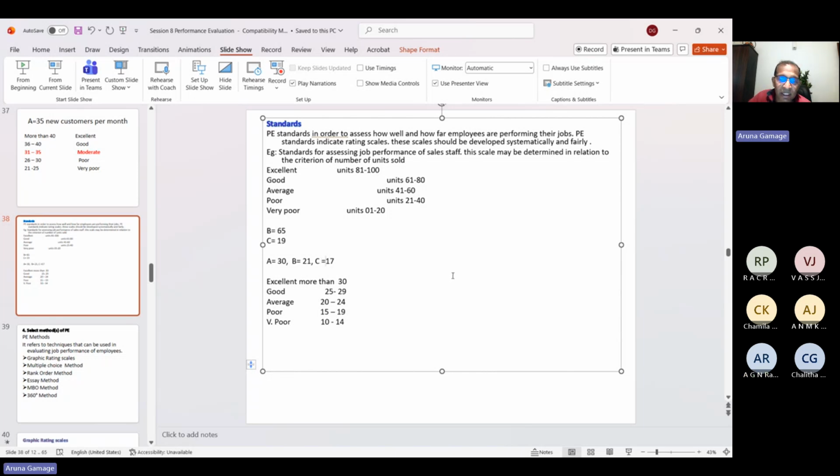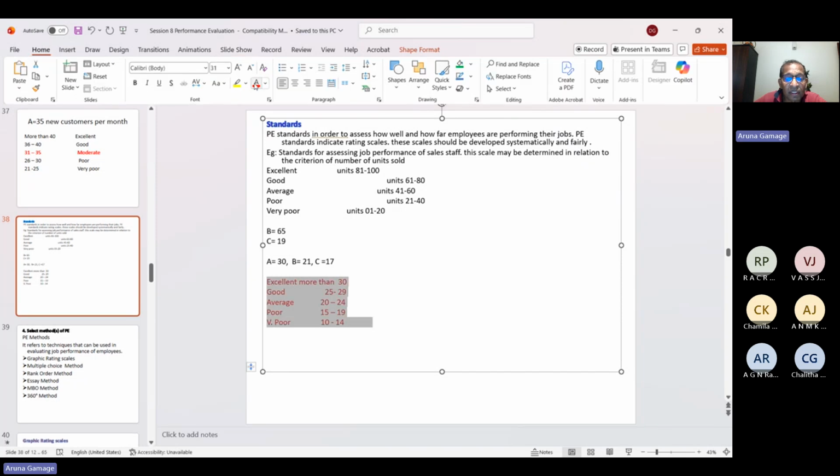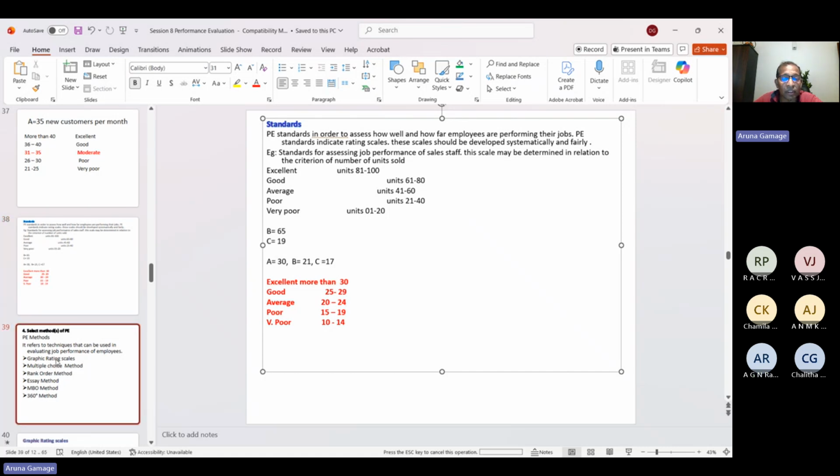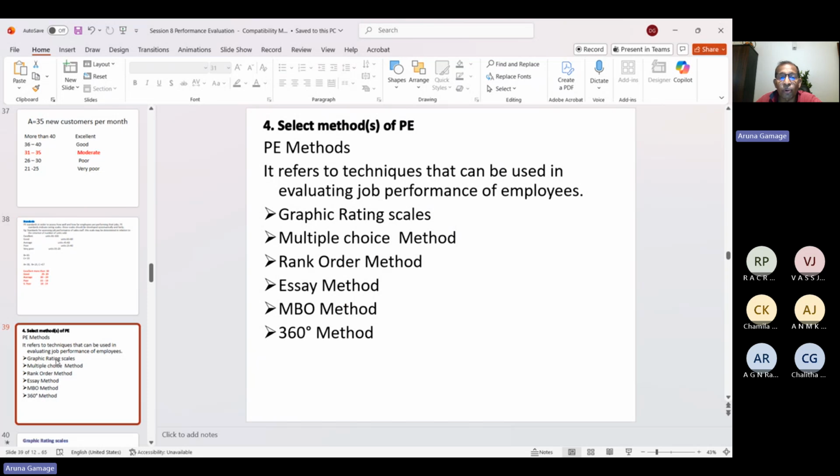Now you understand, right? In order to determine performance, you have to have a standard. Standards are rating scales. Without rating scales, you will not be able to say anything. So you have to have criteria plus standard, not only criteria. Is that clear? Okay. Then we will discuss one of the most important aspects of performance evaluation.